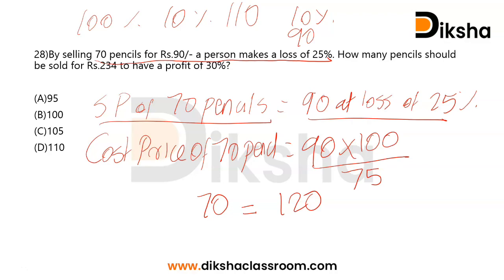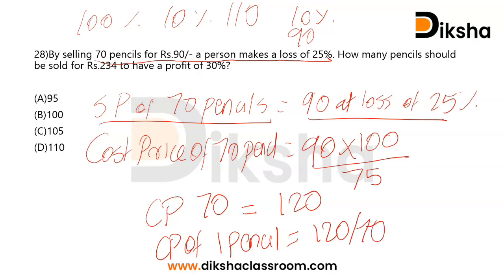So the cost price of 70 pencils is rupees 120, from which we get the cost price of one pencil as 120 by 70, which gives you 1.714 rupees. So the cost price of one pencil is 1.714.